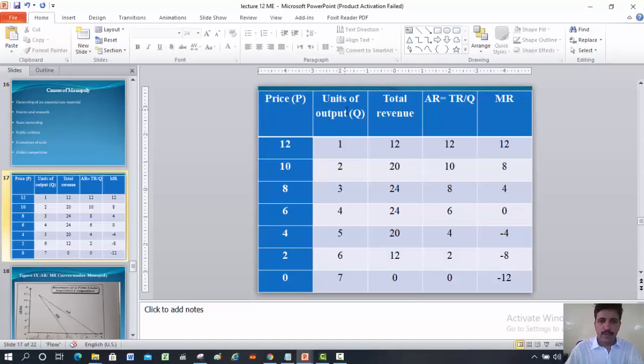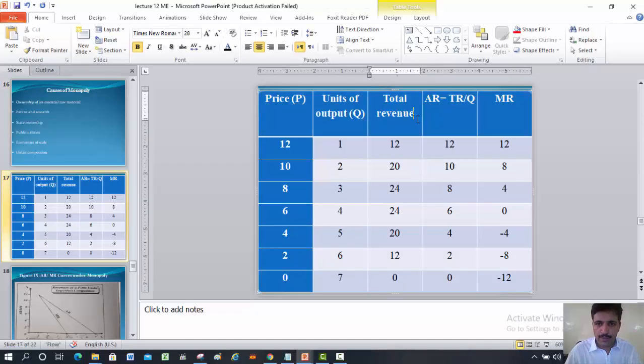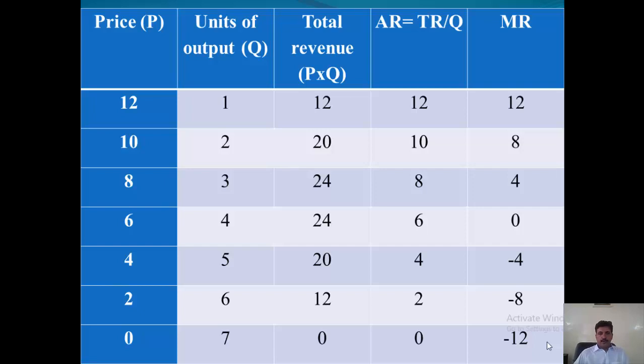Total revenue, as discussed in the previous topic as well, is the product of price and quantity. So if we multiply the price with the quantity, 12 ones are 12, 10 twos are 20, 8 threes are 24, and so on. So the column number 3 shows the total revenue, which has been derived from the multiplication of column number 1 and column number 2.